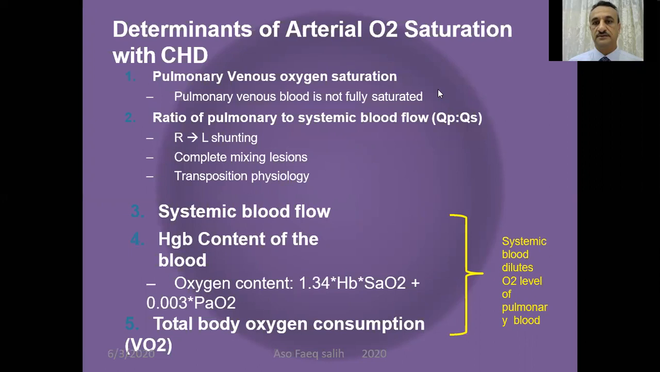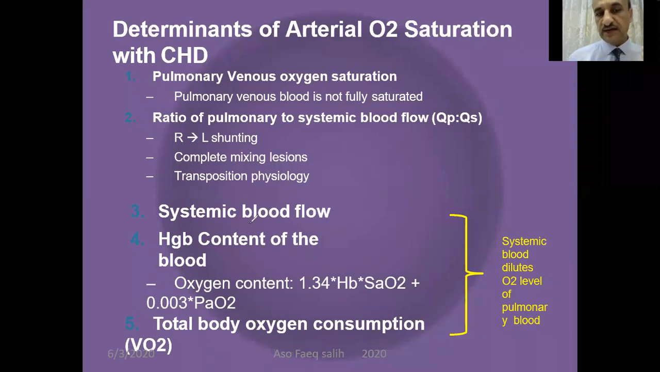Let's annotate. Here, either you have a pulmonary problem or you have a mixing problem. In that case, you should determine systemic blood flow. So take the pulse, the perfusion, the blood pressure. All these things are very important to know whether the blood goes to the systemic peripheral circulation or not. That's one point. As a nurse, you should know this. Then you send for hemoglobin. What about your hemoglobin? Is it low? As I told you, if low, they become desaturated.